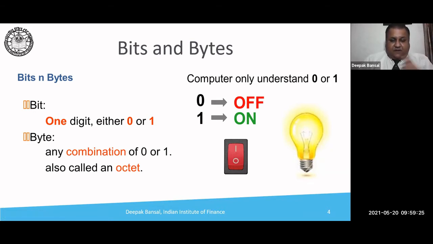A combination of these bits is how the computer works. Now, a byte is basically a combination of zeros and ones. A byte is a combination of 8 bits. A combination of 8 bits will give me a single byte. This byte is also known as an octet. And 4 bits will give me a nibble.